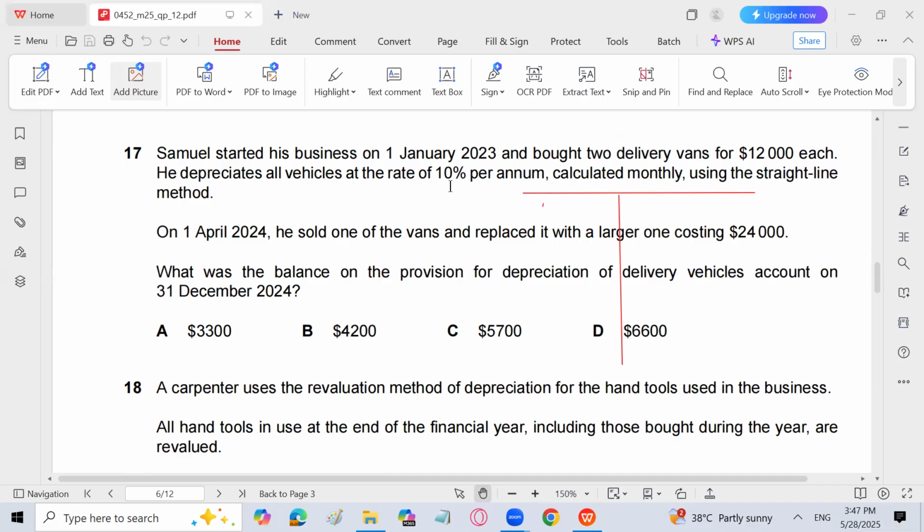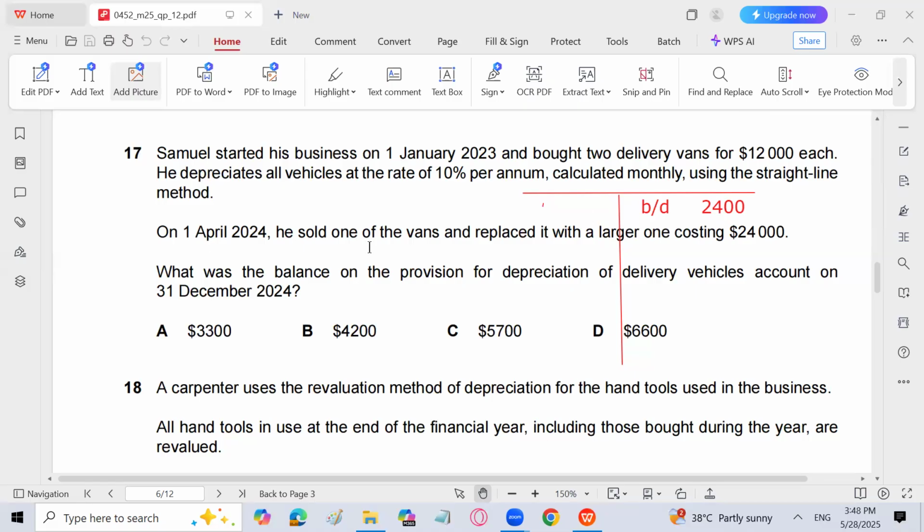Because we have purchased these assets on 1st January, two delivery vehicles for 12,000 each, on this 24,000 the depreciation has already been charged. So brought down will be there, 12,000, that is going to be 2,400. How come, sir? 12,000 into 10%, 1,200. Again, 12,000 into 10%, 1,200. So depreciation of 2,400 has already been there. Now, calculated monthly using straight line method.